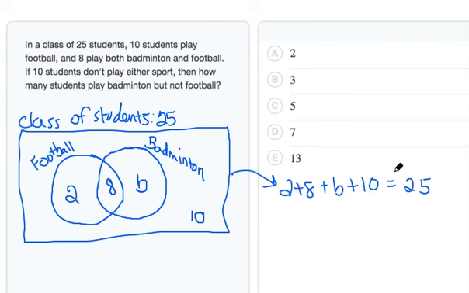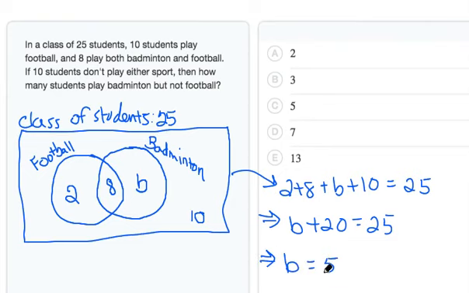And we can go ahead and solve this equation for B. So simplifying a little bit, we have 10 plus 10, which would give us 20. So B plus 20 equals 25. And solving for B, we end up with 5. Now remember, B represents the amount of students that play badminton but not football. And that's what we were looking for. So our final answer choice will be C, 5.